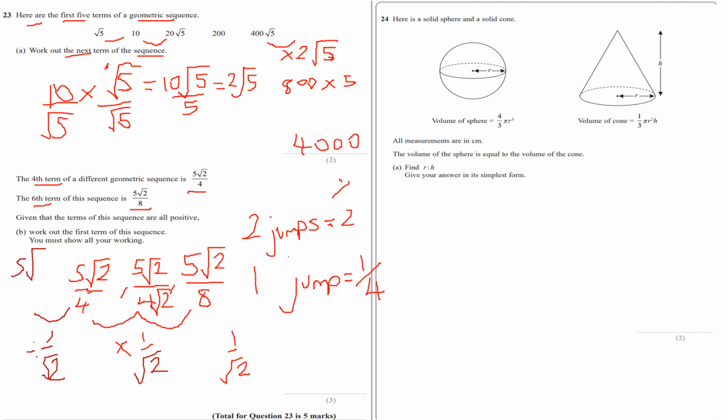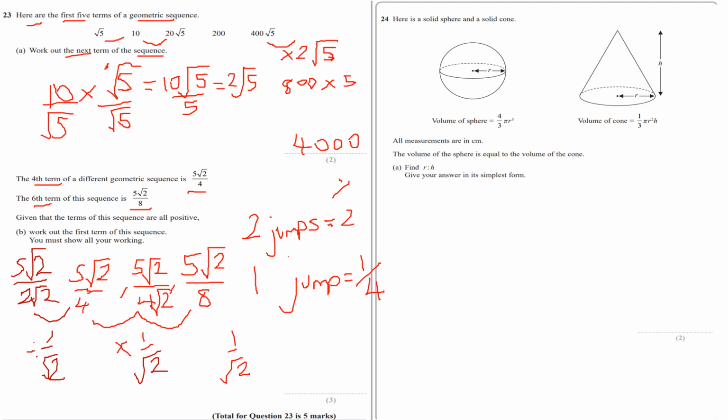so the second term I think is 5 root 2 over 2 root 2, if that's right. Okay, because 2 root 2 times root 2 gives me 4. So that'll be the second term.